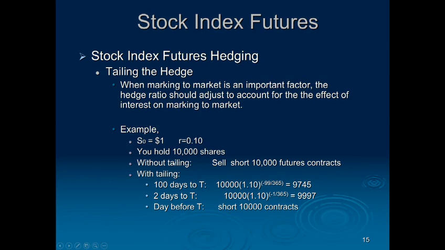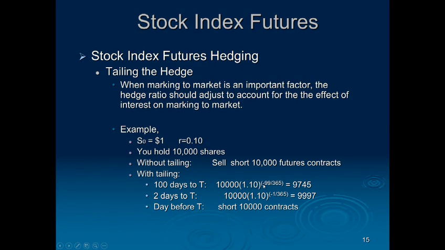What type of hedge is this? It's a short hedge, and also it's a naive hedge, right? We're using the naive hedge ratio here, 1:1. Now, without tailing the hedge, I go short on 10,000 futures contracts. But with tailing the hedge, if there are 100 days to expiry, then I actually only go short on 9,745 futures contracts. That's equal to 10,000 multiplied by the interest rate of 10%, to the power of, discounted by 99 days.